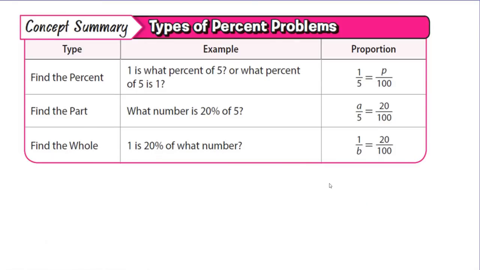So that's basically all you're going to encounter. These are the only types of percent problems you're going to find. Where the percent is missing, we put our variable in the percent part of our proportion. Where the part is missing, our variable goes in the part portion of our proportion, and where the whole is missing, our variable goes where the whole goes in that proportion.